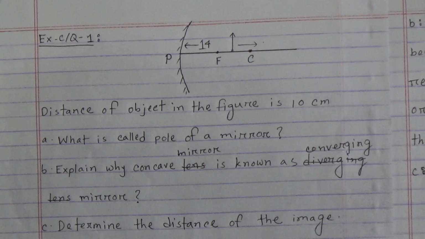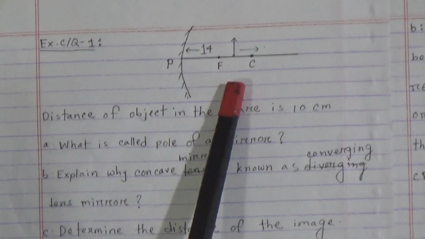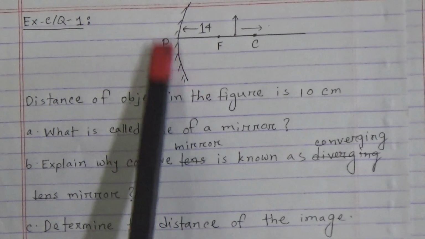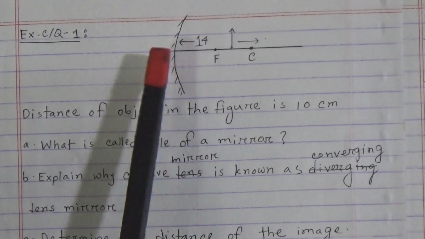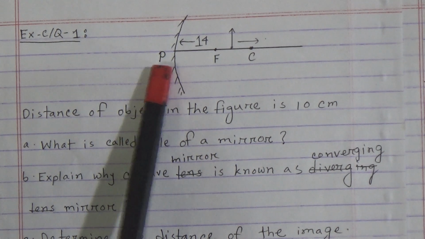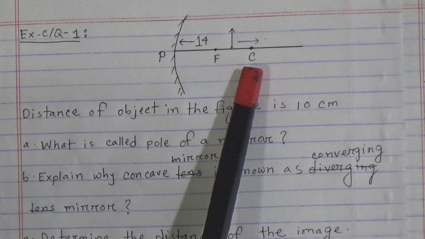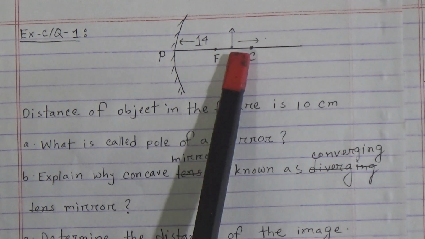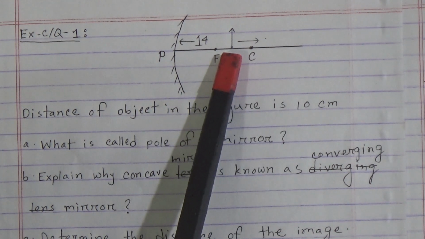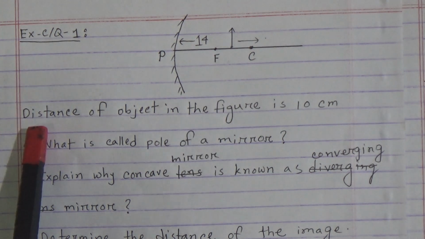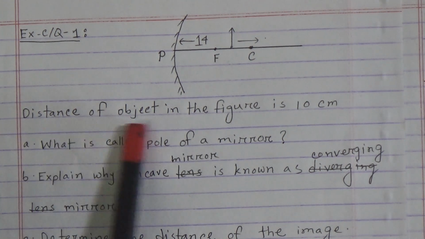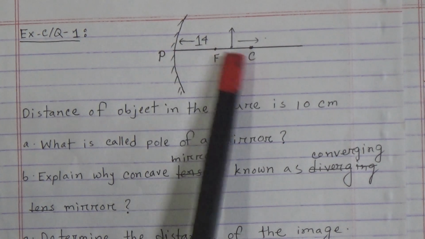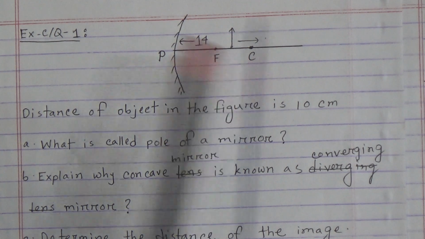At first see the stem. Here a figure is given. This is a concave mirror. P means the pole of this mirror. F is the focal point. Then C is the center of curvature, and here is situated the object. See this stem: the distance of the object in the figure is 10 centimeter. That means the distance of the object given here is 10 centimeter.